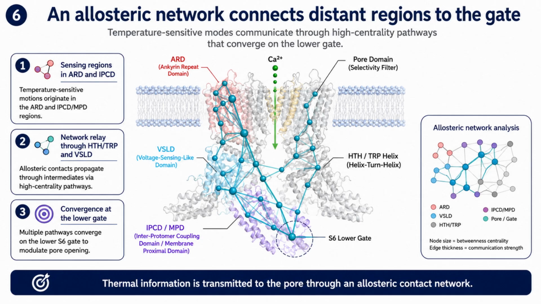High centrality contact pathways connect the ankyrin repeat domain and interprotomer coupling region to the helix-stem helix, TRP helix, pore domain, and lower gate. In this model, thermal information is transmitted through an allosteric contact network.